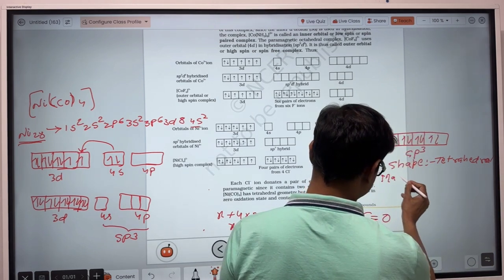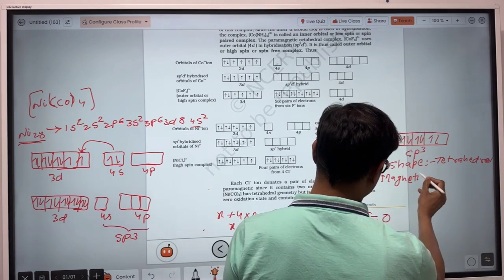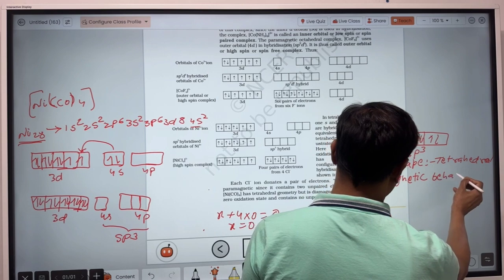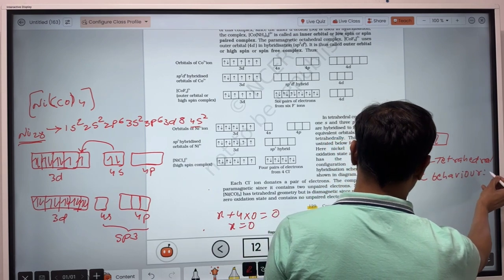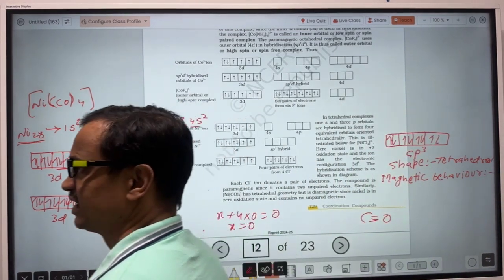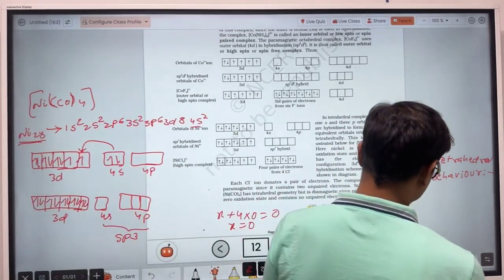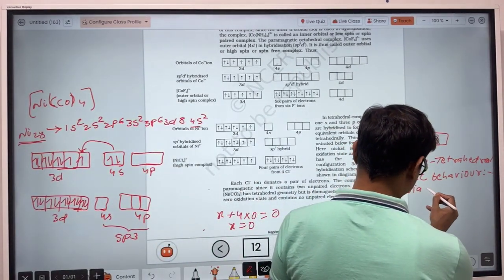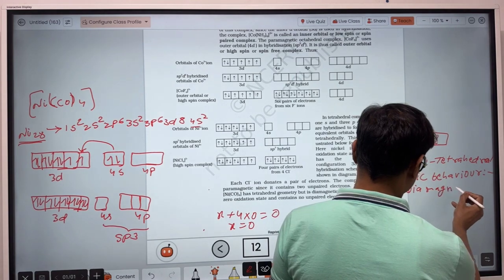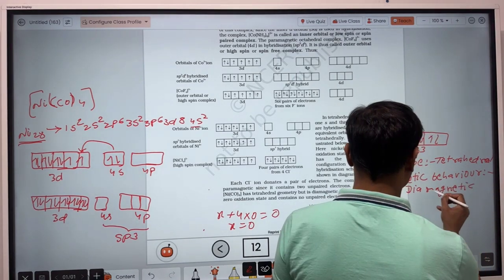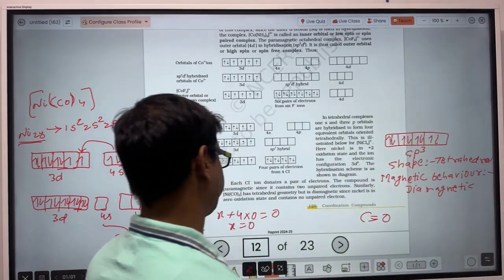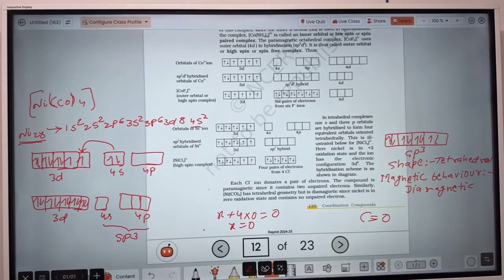And magnetic behavior. What will be the magnetic behavior? In this molecule, there is no unpaired electron. So that's why the molecule will be diamagnetic. Clear?